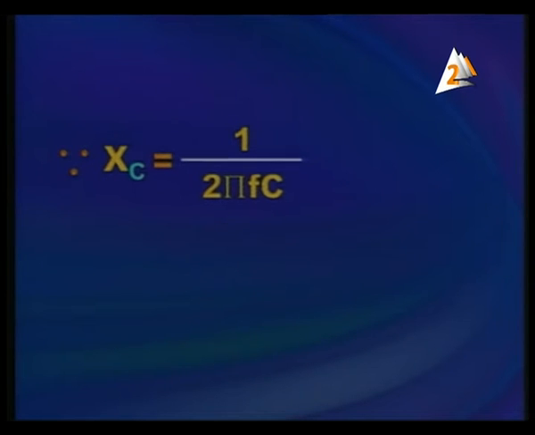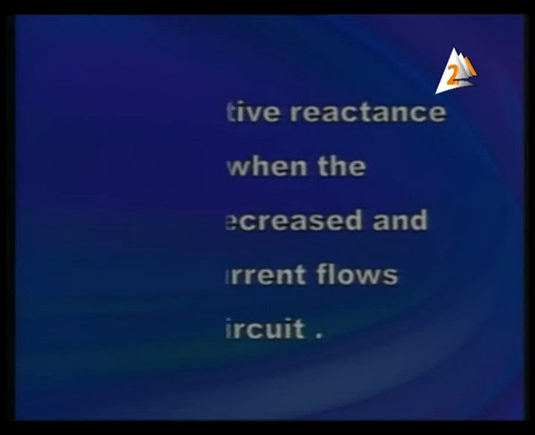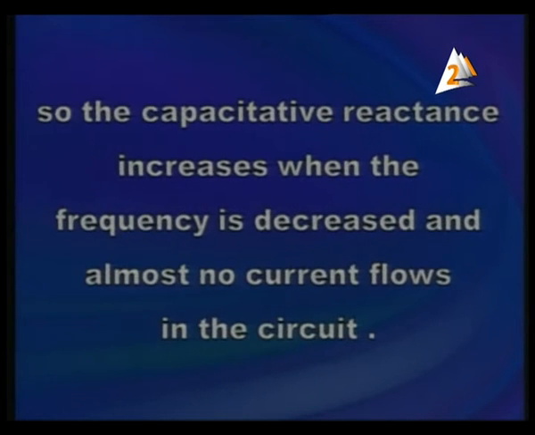Since XC is equal to 1 over 2 pi FC, XC is inversely proportional to the frequency. When the frequency is very small, XC is very large. A reactance is some sort of opposition, so the current vanishes. So the capacitive reactance increases when the frequency is decreased and almost no current flows in the circuit.